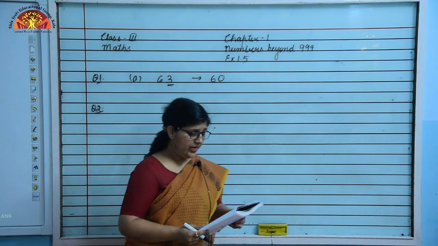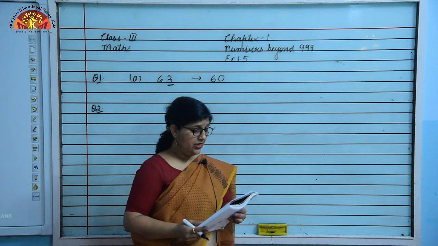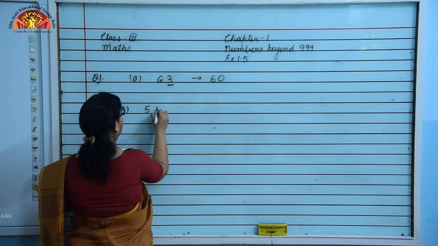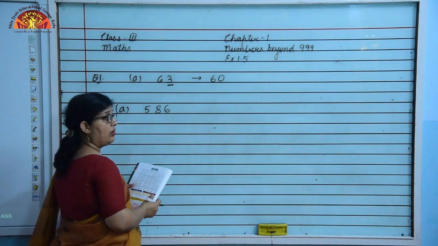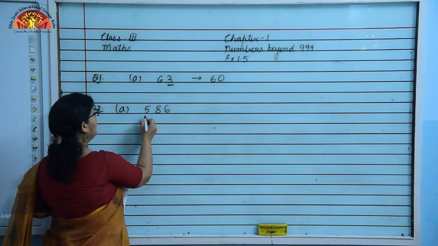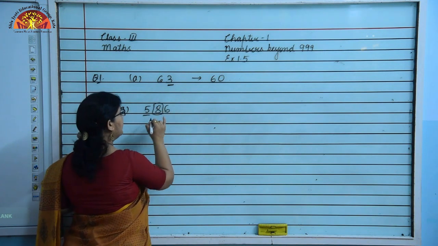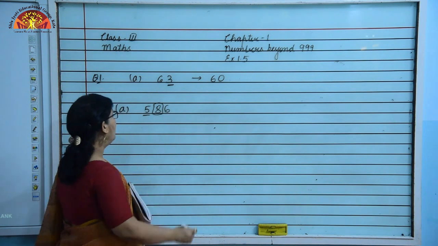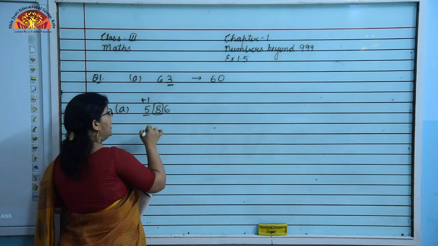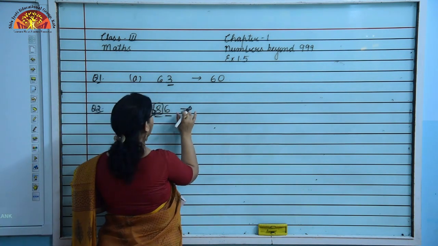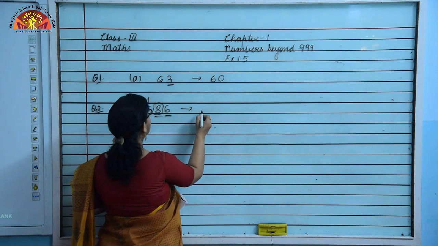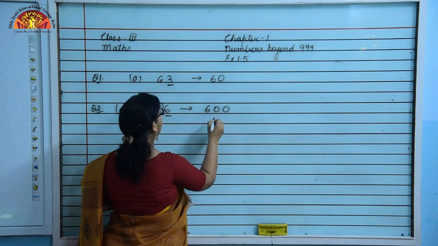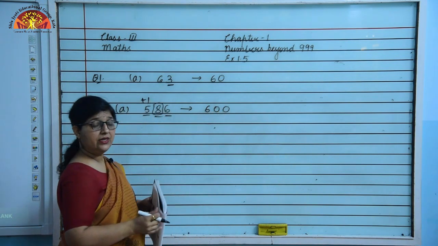Now next question number 2. Round off the following numbers to the nearest 100. So we have a number, A part of this is 586 and we want to round off this number to the nearest 100. So we observe tens place of this number, it is greater than 5. So we add 1 at hundreds place and ones and tens place become 0. So we have number 600. We will get number 600.